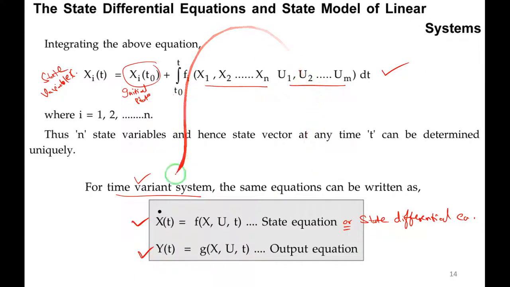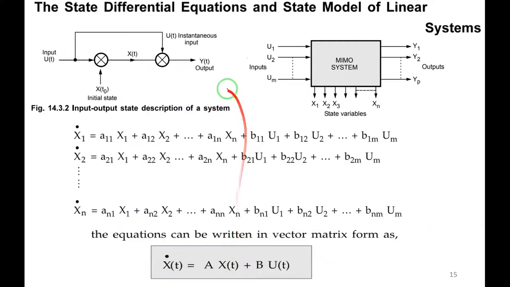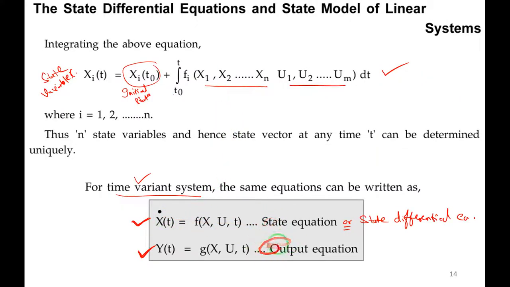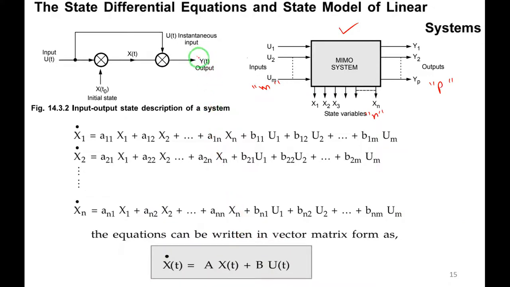Next, we came to know what is the state equation or state differential equation and the output equation, and how they are dependent. They are dependent on state variables and input. Next, you can see the representation right here. This diagram we are familiar with. This is the multiple input, multiple output system, m inputs, n state variables, and p number of outputs. Right? For this diagram, we are clear. Next, you can observe here the equations, whatever we have written, state equation and output equation.